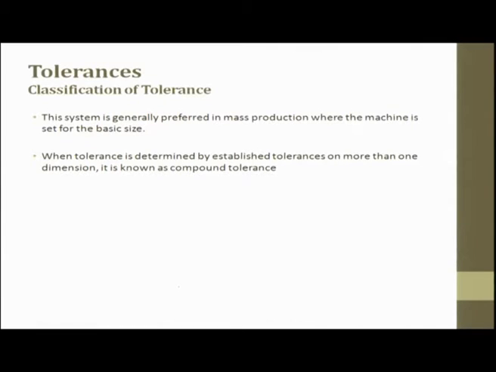Going back to the lecture, like classification of tolerances, we saw unilateral tolerance, then we saw bilateral tolerance. So, now we will see a compound tolerance. Compound tolerance is nothing but this system is generally preferred in mass production where the machine is set for a basic size. We follow compound tolerance. So, when compound tolerance are determined by established tolerance on more than one dimension, it is called as compound tolerance. So, let us take a simple figure or a part for compound tolerance.